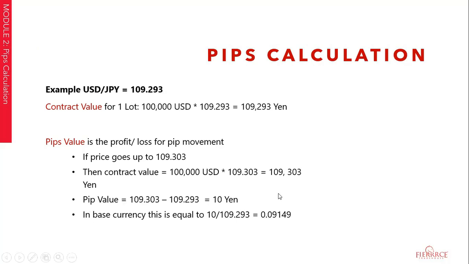So you're taking the pip value and dividing it by the value of the base currency. This is the quote and the base currency. So that's 0.09149. This now becomes the pip value. So 1 USD, essentially, if it moves 1 pip of this currency, will earn you $0.09149.